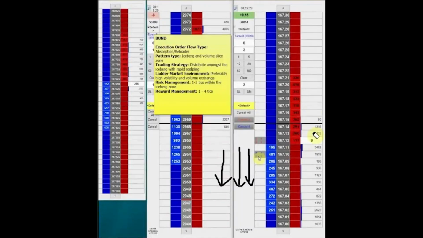So we've just described what we want to do. And remember, the risk management, we're only taking 1 to 3 ticks because it's a rapid scalping strategy, and your reward management is 1 to 4 ticks. So depending, if you get filled on the 14s or the 13s, you could potentially look to get out of the 10s. So it's about 4 to 3 ticks. But if you're getting filled on the 12s, you want to get out of the 11s, and you're just scalping that area over here. So let's see what goes on here now in the next few minutes.